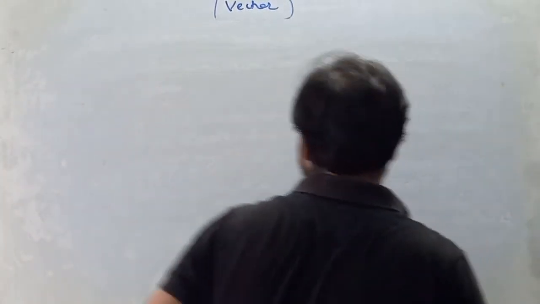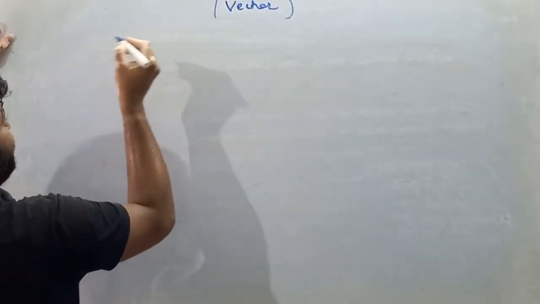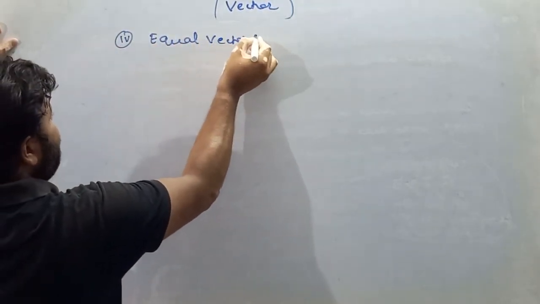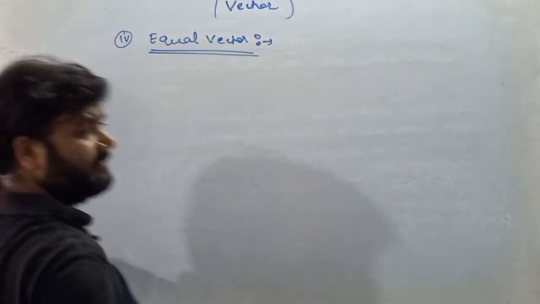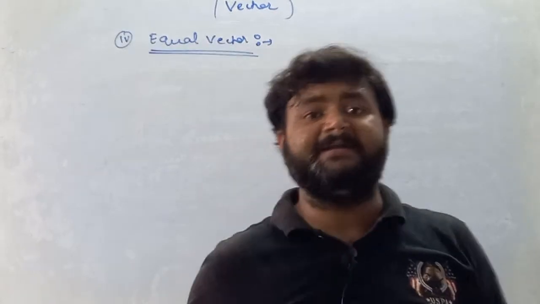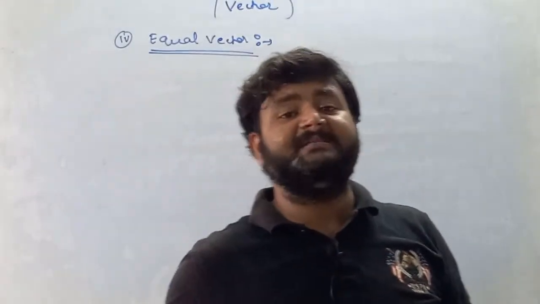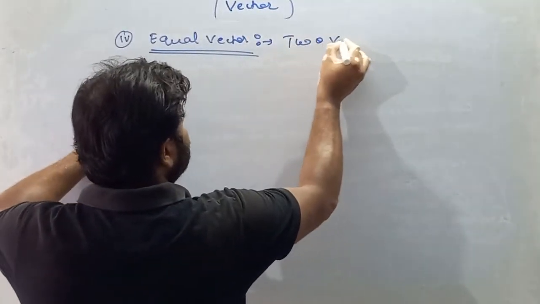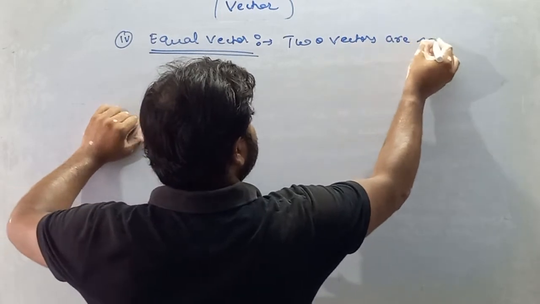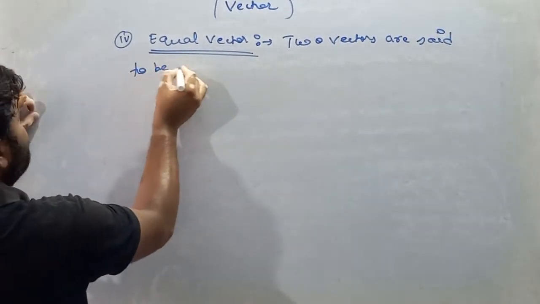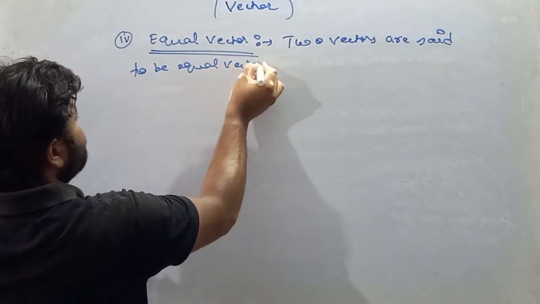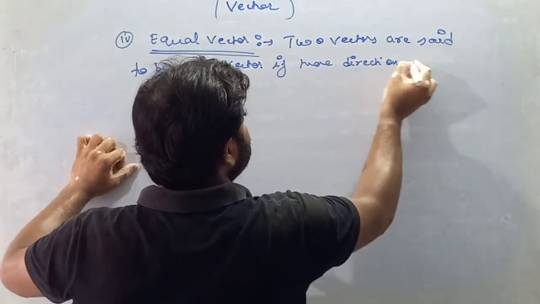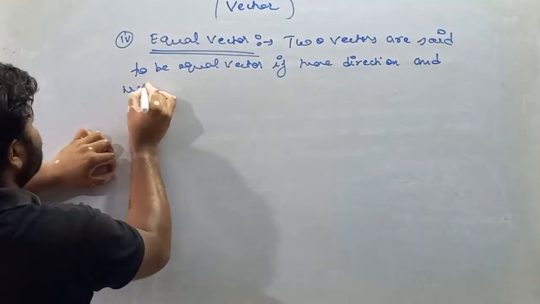Equal vector. So first, second, third and fourth, that is equal vector. So my dear student, two vectors are said to be equal vectors if their direction and magnitude both are same, then only we'll say two vectors are equal vectors. So I'll write here two vectors are said to be equal vectors if their direction and magnitude is same.